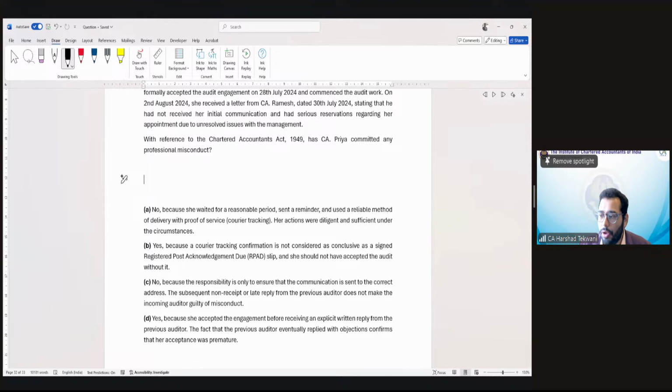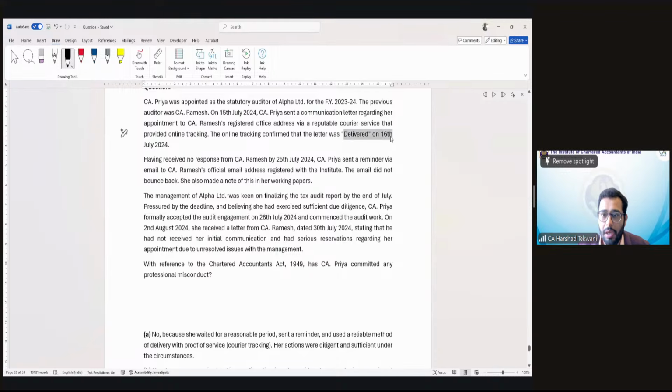Now, if you have a positive evidence of delivery, see, today you might not have a registered acknowledgement due getting back, but you have online tracking confirmed which says delivered on 16th July. Plus, you also sent them an email reminder to the last official email address registered with the institute. So first, you have a communication through letter with a positive evidence of delivery. Second, you have an email reminder also, on the last email address registered with the institute. The email did not bounce back, and you made a note that the email was delivered. So the email was delivered, the letter was also delivered. You have the positive evidence of delivery in the current scenario. As a result, there will not be a violation.